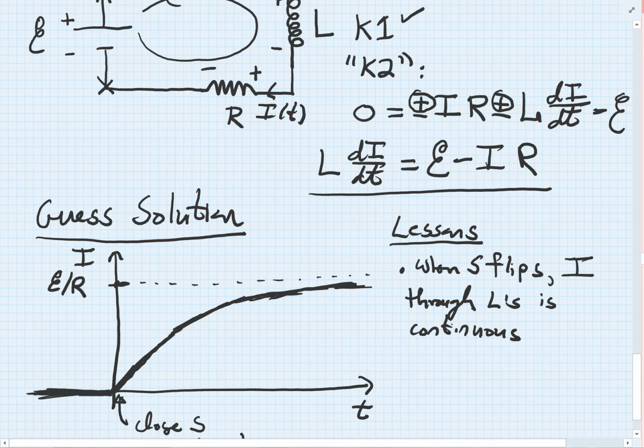Remember that the whole point in an inductor, and Faraday's law or Lenz's law, is that it's going to resist any change in the flux. So if you suddenly try to increase the flux, it's going to produce voltages that try to stop that flux from changing or increasing. So inductors always try to keep the current flowing through them continuous when you flip a switch. But then eventually you will reach steady state.